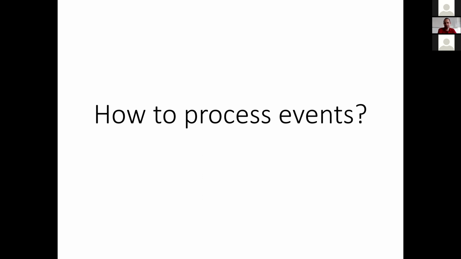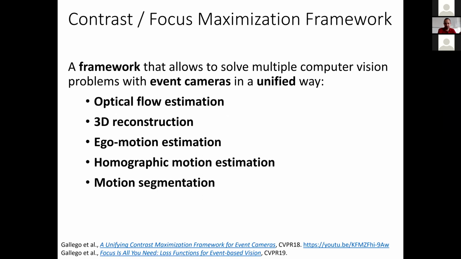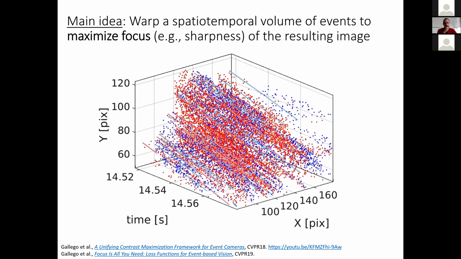So I will just talk about one that I'm particularly fond of, that I have been working on for quite some time, and is called the contrast maximization framework, or also the focus maximization framework. And I like it because it's a framework that can be applied to solve multiple computer vision problems using event-based cameras in a unified way. So the same theory can be applied to solve optical flow estimation, 3D reconstruction, motion segmentation, etc. The reference is right here at the bottom. The main idea is the following.